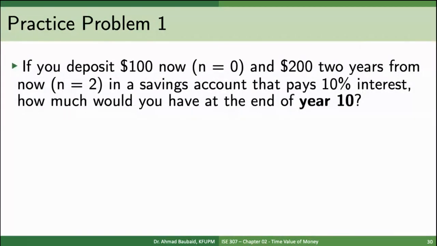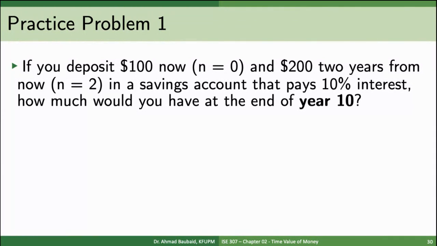Okay, so here's another example. Now, suppose you deposit $100 now, meaning at n equals 0. But you also deposit $200 2 years from now, so n equals 2. And you deposit this in a savings account. Remember, savings accounts are bank accounts that earn interest. Actually, 10% is rather high for a savings account, but this is just an example, so it's fine. Normally it's going to be something like 1 or 2% max, I would imagine. And so the question is, how much will you have if you withdraw your money at the end of the 10th year? Okay.